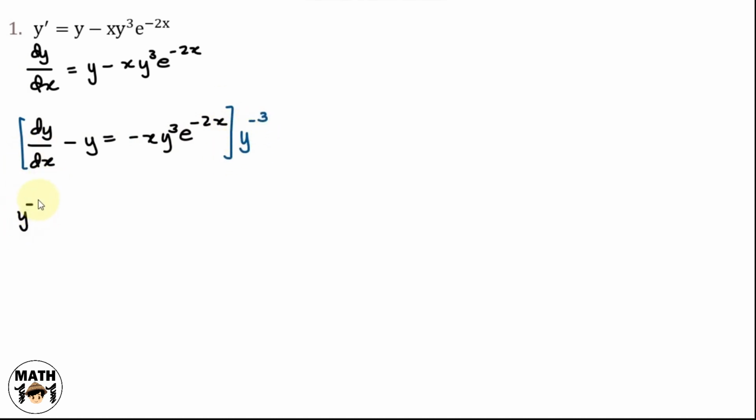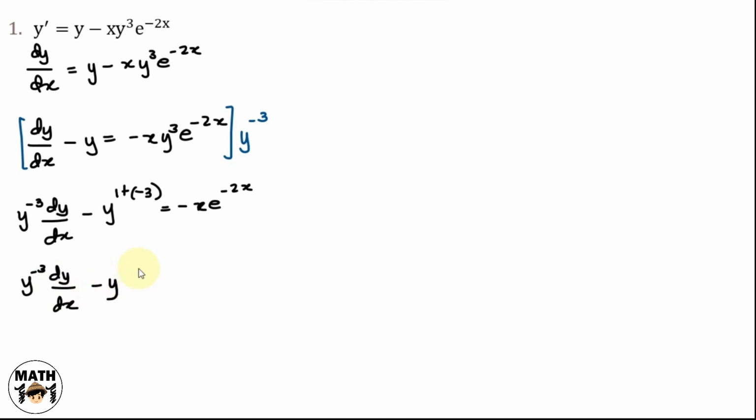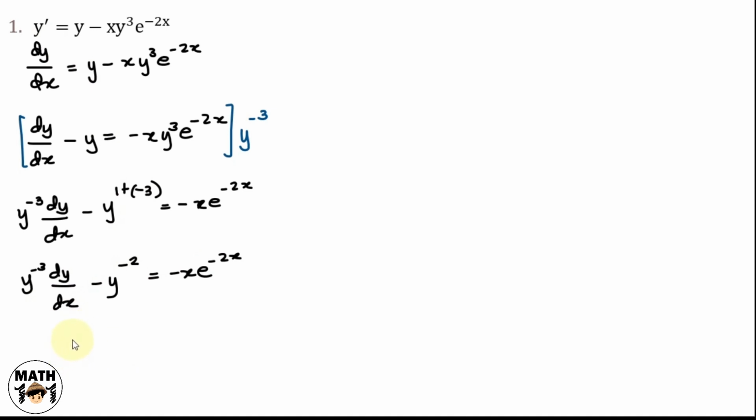We'll get y raised to negative 3, derivative of y with respect to x, minus y, 1 plus exponent nung another y, that is negative 3, equals negative x, e raised to negative 2x, kasi makakancel na yung y term. Simplify lang natin to. Y raised to negative 2 equals negative x, e raised to negative 2x. Introduce tayo ng another variable. Tawagin natin siyang u. Then equate natin siya with this term, y raised to negative 2.